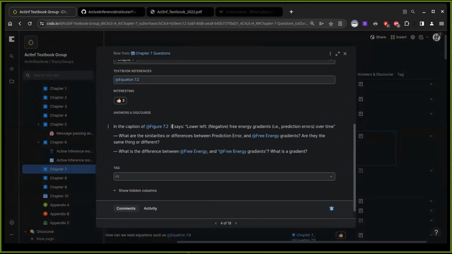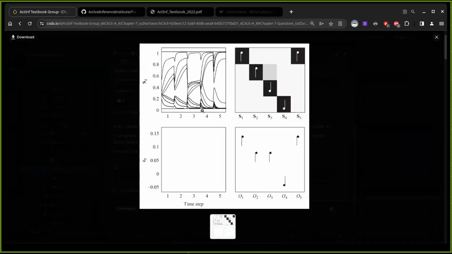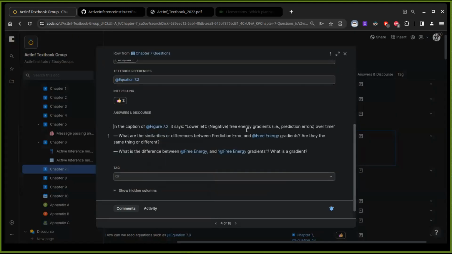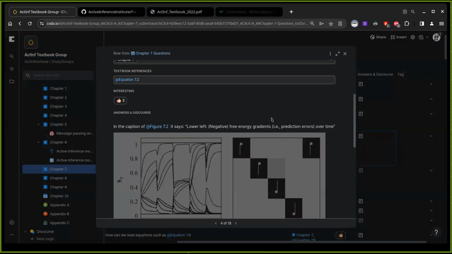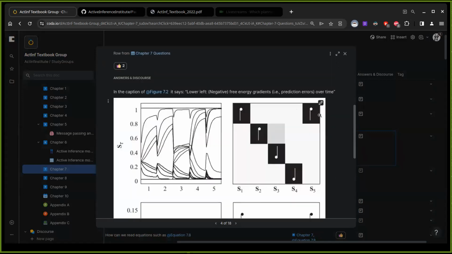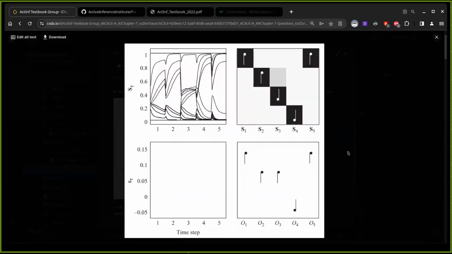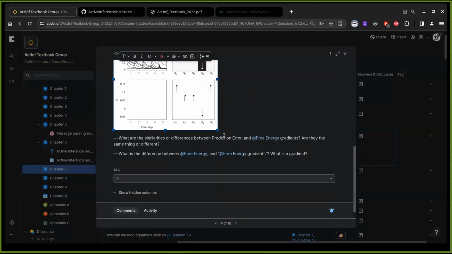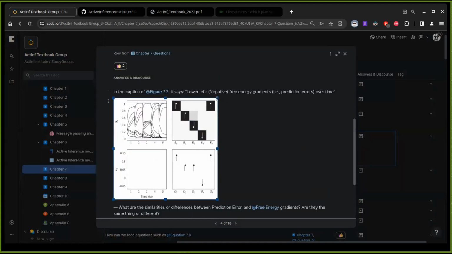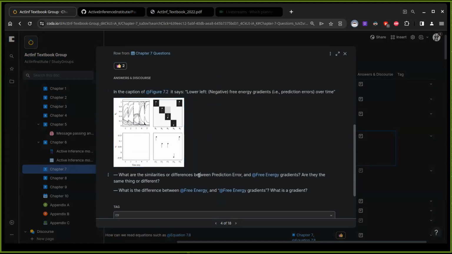In the caption of figure 7.2, it says lower left, negative free energy gradients, i.e. prediction errors through time. Well, first issue, it's empty. That may have been fixed in some subsequent, not a full reprinting, but that may have been fixed. But it's empty there. What are similarities or differences between prediction error and free energy gradients? Are they the same thing? What's the difference between free energy and free energy gradients? What is a gradient?